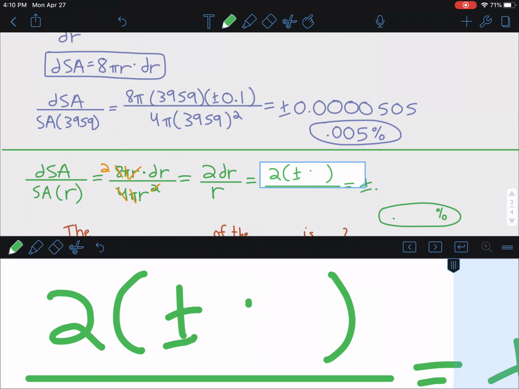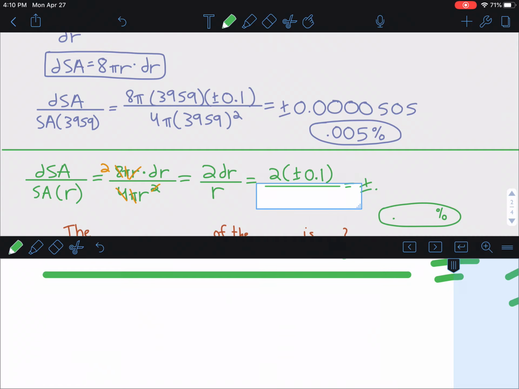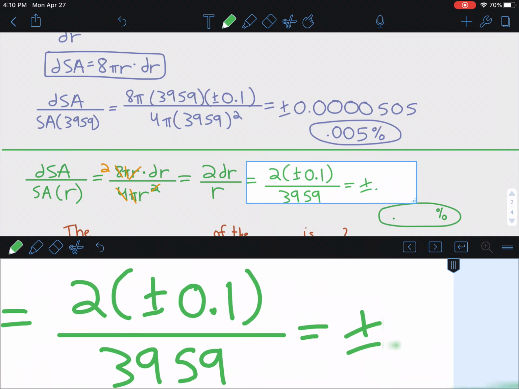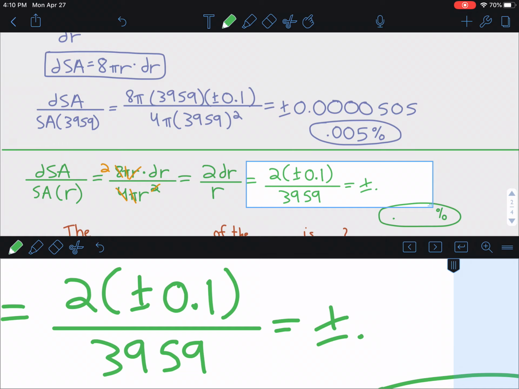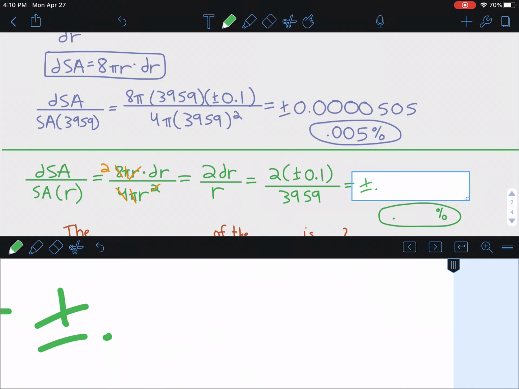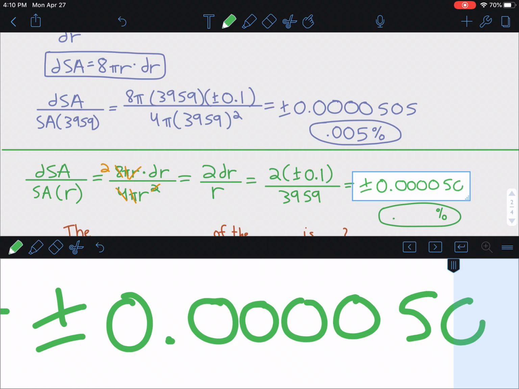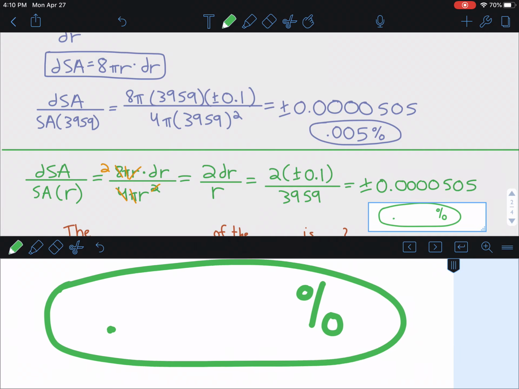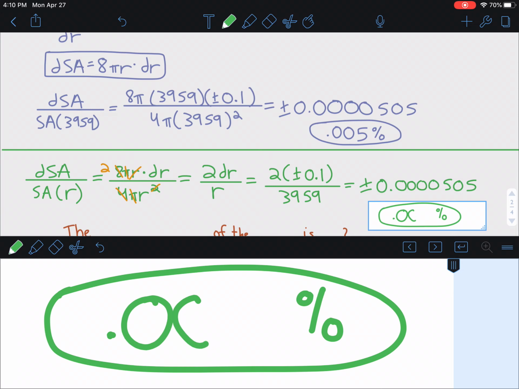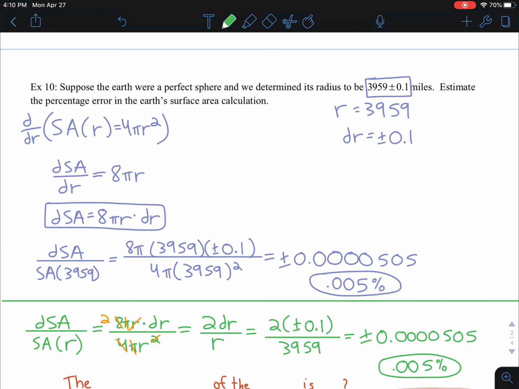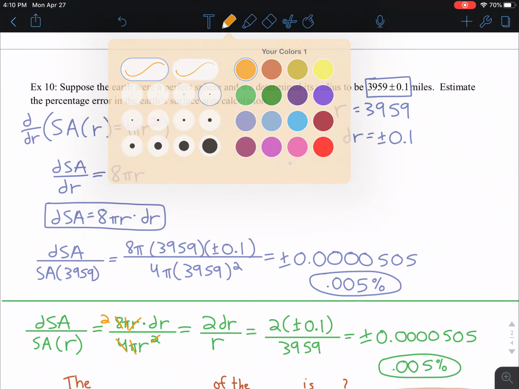My dr was plus or minus 0.1 over the initial radius of 3,959. And if you do this fraction in your calculator, right, you don't have to plug in the plus or minus. You can write it at the end. You're going to get the same thing. You're going to get plus or minus 0.40505. And that converts to the same percent, 0.005%.